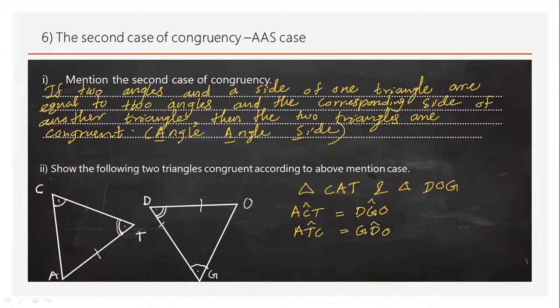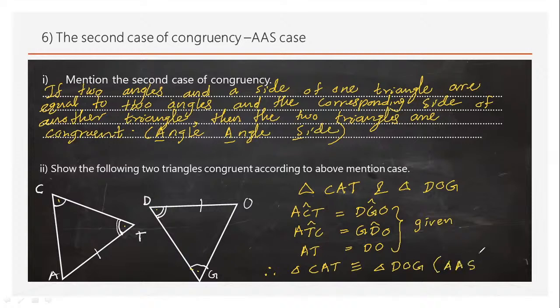Given information, right? Then this side and this side, AT equals side DO. Then these all are given information. So we can say, therefore, triangle CAT is congruent to triangle DOG. Situation: angle side case. Angle side case.